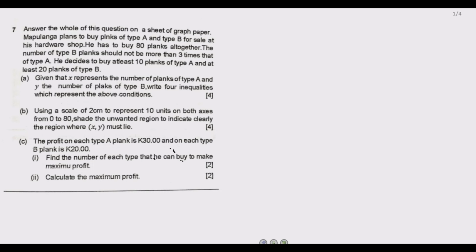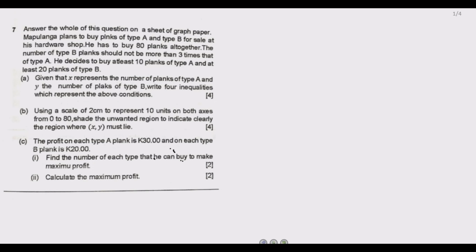Mapulanga plans to buy planks of type A and type B for a sale at his hardware shop. He has to buy 80 planks altogether. The number of type B planks should not be more than 3 times that of type A. He decides to buy at least 10 planks of type A and at least 20 planks of type B. Given that X represents the number of planks of type A and Y the number of planks of type B, write four inequalities which represent the above conditions.